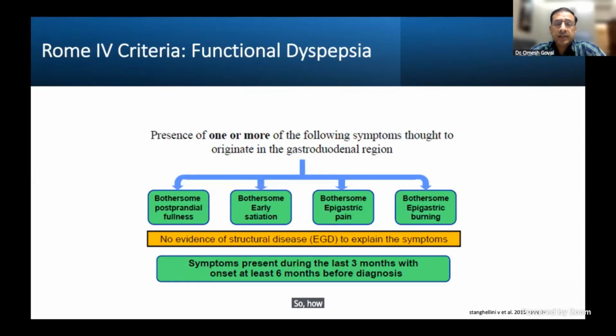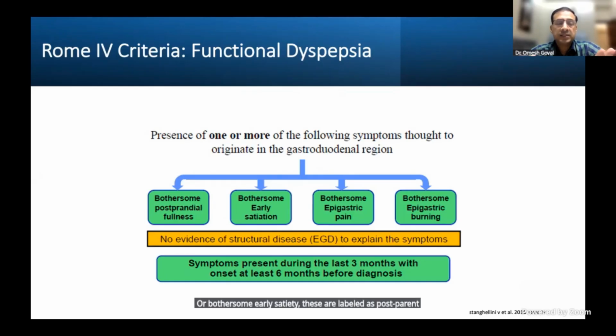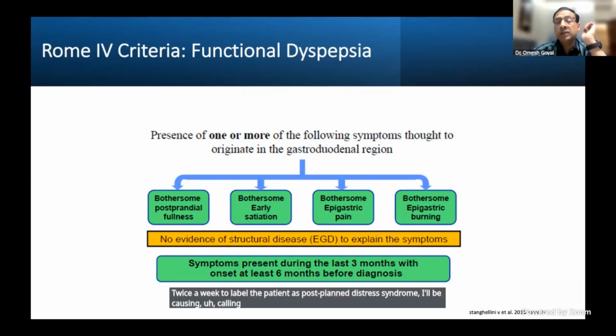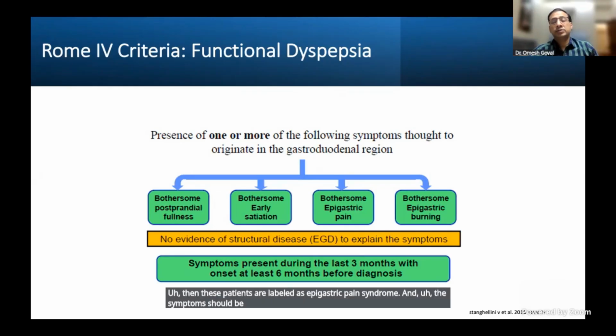So how the Rome criteria divide these patients: if the patients have bothersome postprandial fullness or bothersome early satiety, these are labeled as postprandial distress syndrome, because this happens after taking a meal, and this should be present at least thrice a week to label the patient as postprandial distress syndrome. I'll be calling it PDS as an abbreviation. And if the patients have bothersome epigastric pain or bothersome epigastric burning, even at least once a week, then these patients are labeled as epigastric pain syndrome. And the symptoms should be active during the last 3 months, and the onset of symptoms should be at least 6 months before the diagnosis.